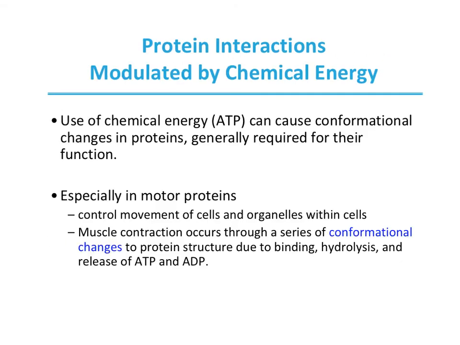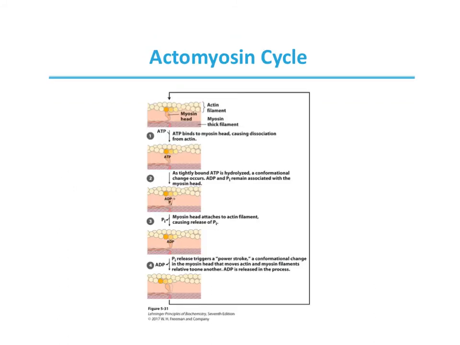The use of ATP will facilitate muscle contraction by facilitating a series of conformational changes to protein structure due to the binding, hydrolysis, and release of ATP and ADP. This shows the actomyosin cycle. When ATP is not bound to myosin, a face on the myosin head group binds tightly to actin. So this shows that tight interaction. However, when ATP binds to myosin and is hydrolyzed to ADP and phosphate, a coordinated and cyclic series of conformational changes occurs in which myosin releases the F-actin subunit and binds another subunit farther along the thin filament.